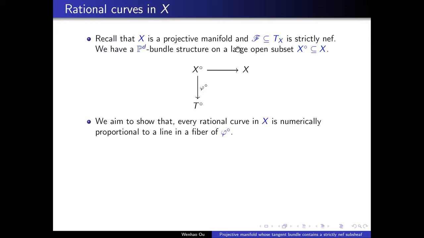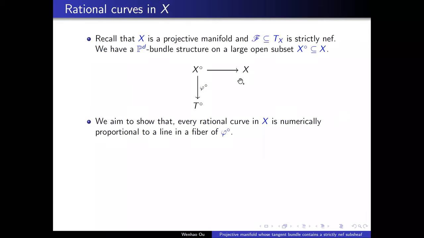Next, I will show that every rational curve in X is numerically proportional to a line in the fiber of phi zero. If we can prove this, then there will be only one extremal ray, which is generated by the lines on the fibers of phi zero. So that's something we are going to prove. In particular, I'm not going to prove that there is a morphism which can contract all rational curves. We are going to prove that rational curves are numerical. So I'm really going to prove a theorem on the cone of X.